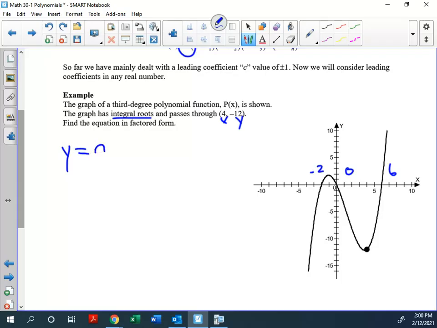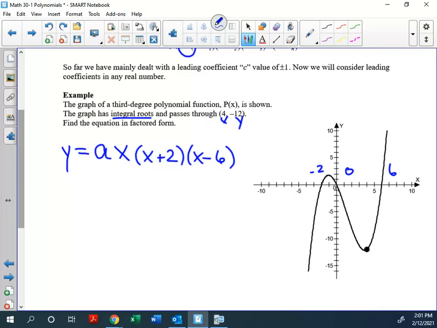I have some unknown a value. I know it's positive, but I really don't know anything else about it. I have one root happening at 0, so I tend to put that one first. I have one root happening at negative 2, so that gives me the factor of x plus 2. And I have one root happening at 6, creating the factor of x minus 6. Are we all okay where that came from?